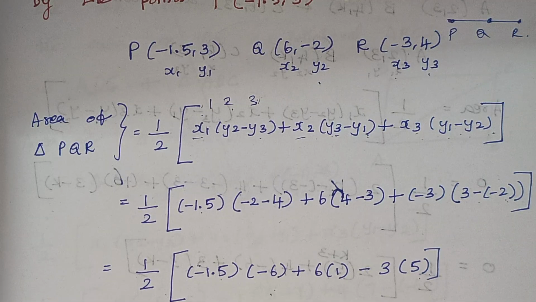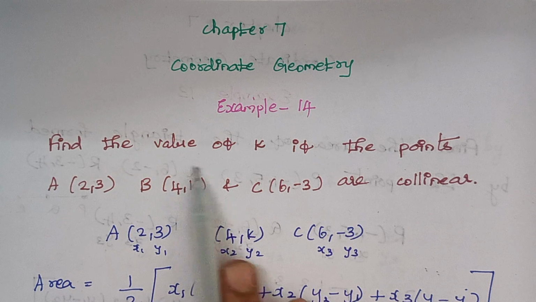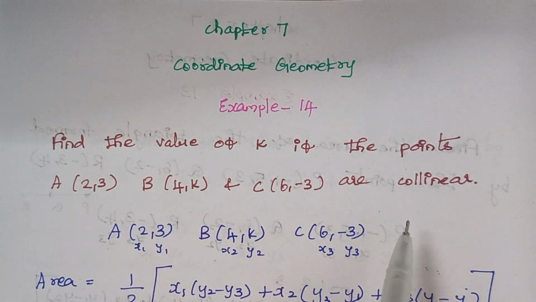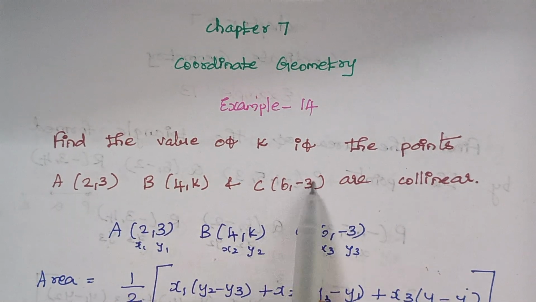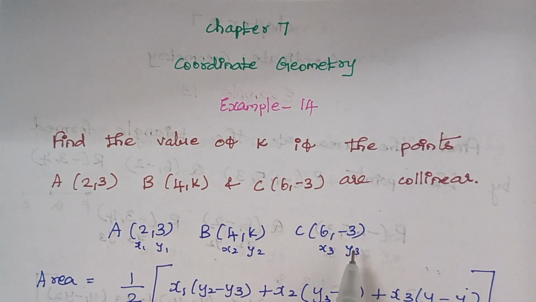Next we proceed with example 14. So here find the value of k if the points are collinear. Okay, just as the previous case, right? So here we have 3 points and it is clearly given that these 3 points are collinear. So collinear means all these 3 points lie on the same line. So what is the condition here? If the 3 points lie on the same line, what about the area? The value of area is 0.